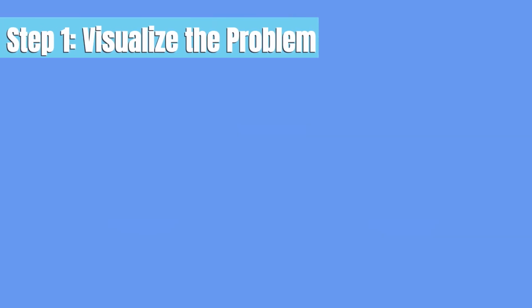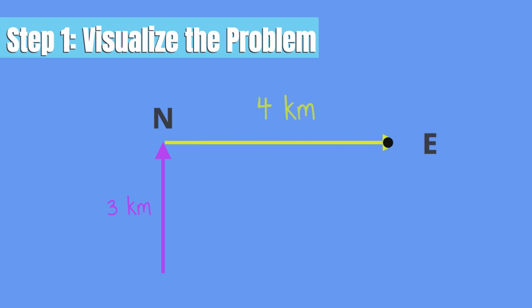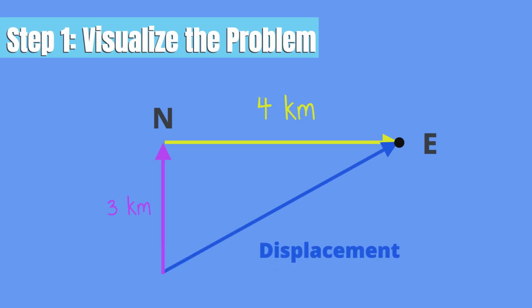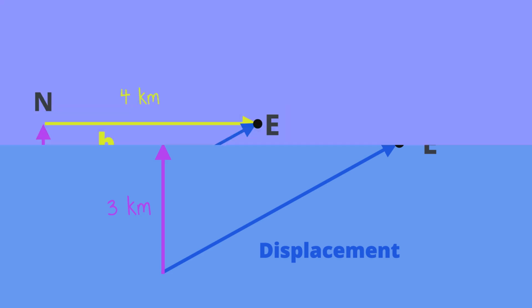Step 1. Visualize the problem. Imagine this. You walk 3 kilometers north, then you walk 4 kilometers east. These two paths form the legs of a right triangle. The displacement we're looking for is the hypotenuse, the diagonal side of the triangle that connects your starting point to your ending point.